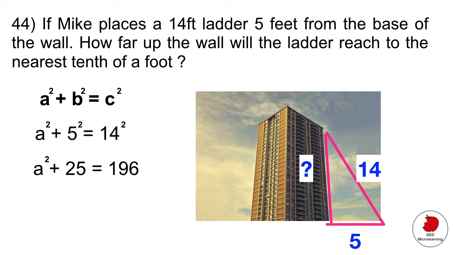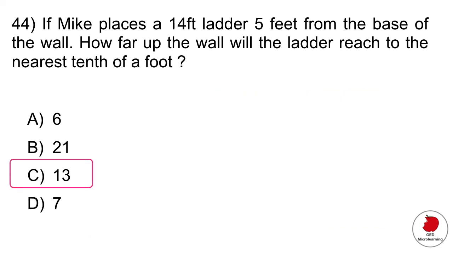Okay, so you would do this, and then the next thing that you're going to do is subtract 25 from the left side and subtract from the right side as well. That gives you a squared is equal to 171. And now remember that in order to get rid of a squared number, what you do is you take the square root. Okay, so you take the square root of both sides. That gives you a is equal to 13. Option C.